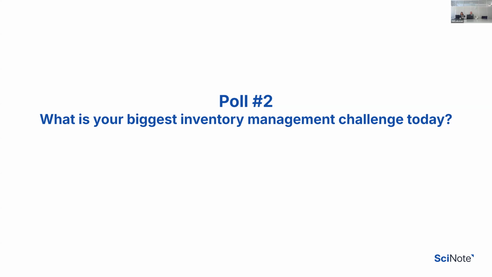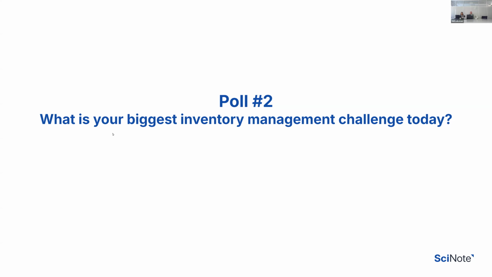and share results. Okay, I think you should see the results currently. So as you can see, keeping inventories up to date is in second place, but tracking usage and consumption leads the way with 43%. Some of you also have issues with linking inventory to experimental data, connecting the data with instruments and raw data, and then meeting audit and compliance requirements together with misplaced or untracked items.